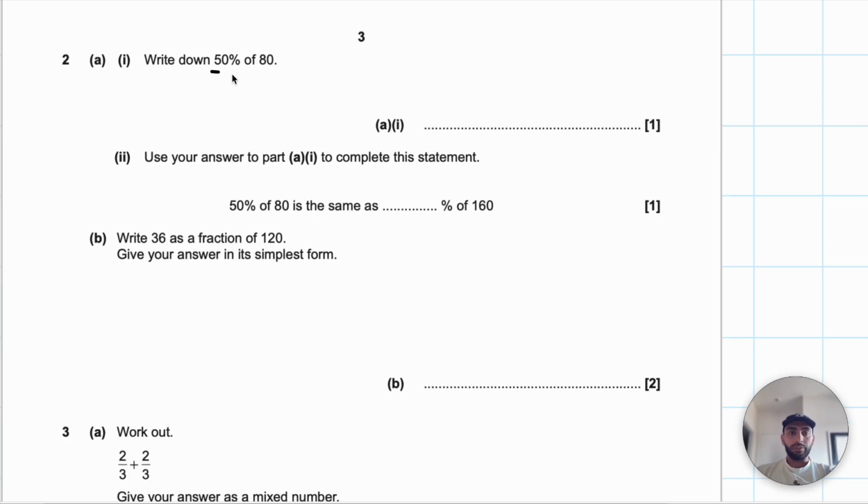Question 2. Write down 50% of 80. To find 50%, I just need to divide by 2. So 80 divided by 2. 8 divided by 2 is 4, so 40.